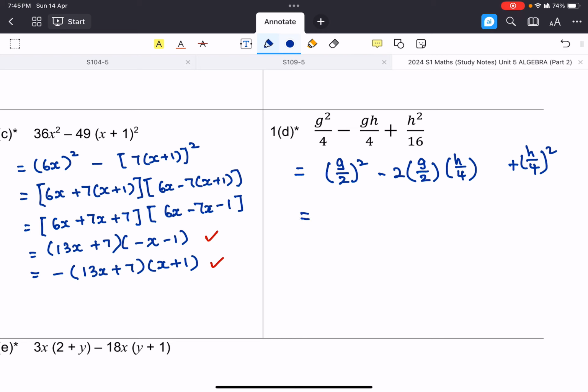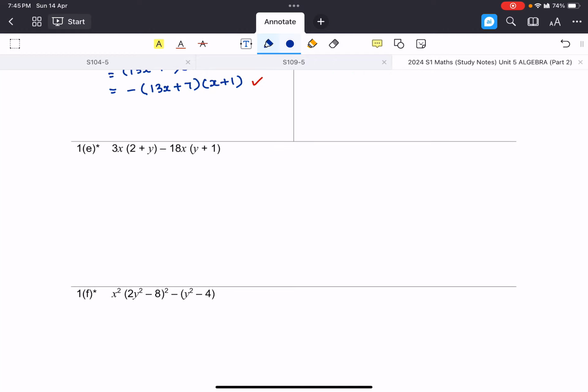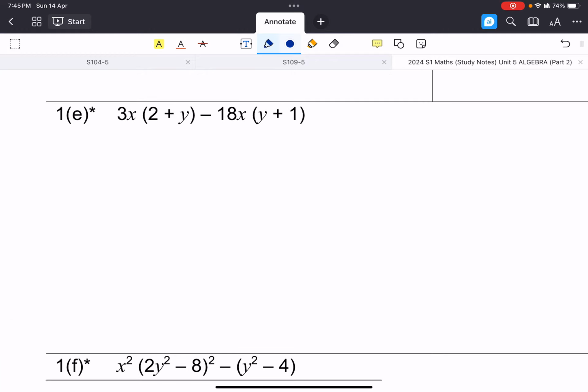Beautiful. So this is my a squared minus 2ab plus b squared scenario, which gives me a minus b squared. There we go. Nice. These are beautiful questions. Love it. Okay. We have more. We have more.